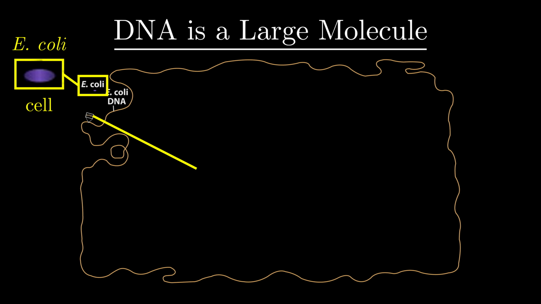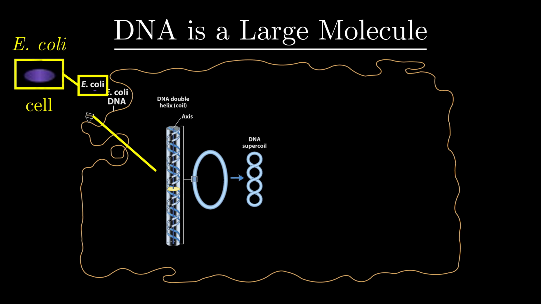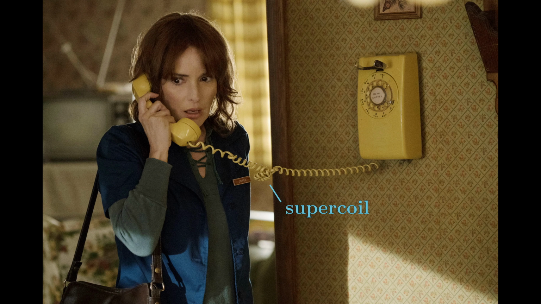The answer is that extra twists are introduced into the molecule called supercoils, which help pack it into a smaller space. The DNA is already coiled into a helix, and so supercoil is basically a fancy word for coil of coils. Now, if you're old enough to have used a corded telephone, you will know that the cord is a helix or coil, and the more you twist the handset around, the more the supercoils form.